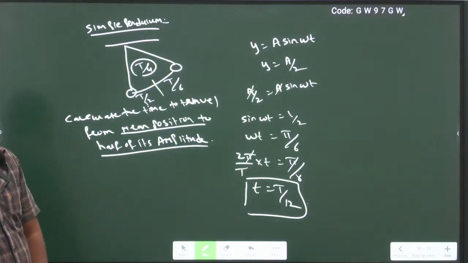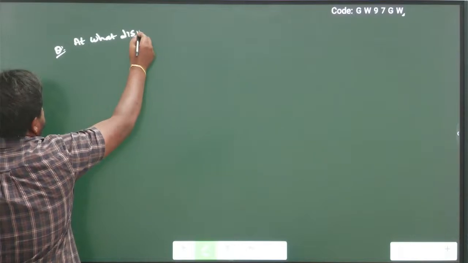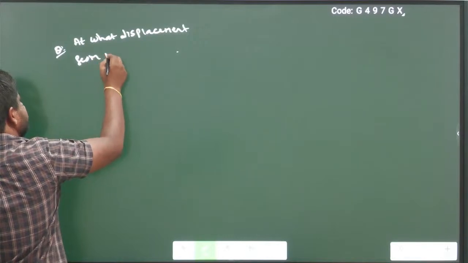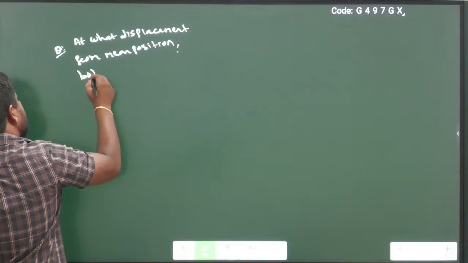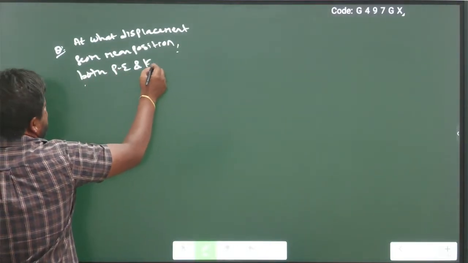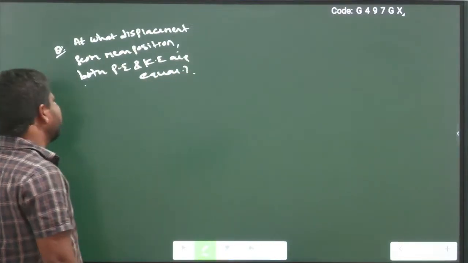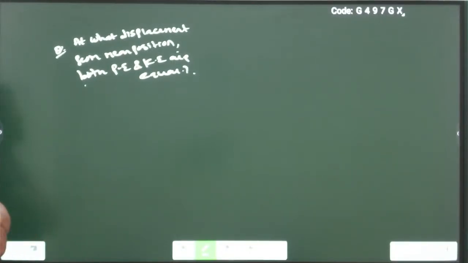Sometimes there is one more important model about the energies. Look carefully. Now, at what displacement from mean position are both potential energy and kinetic energy equal? The question will be like this. They ask in different ways: at what displacement from mean position are both potential energy and kinetic energy equal?